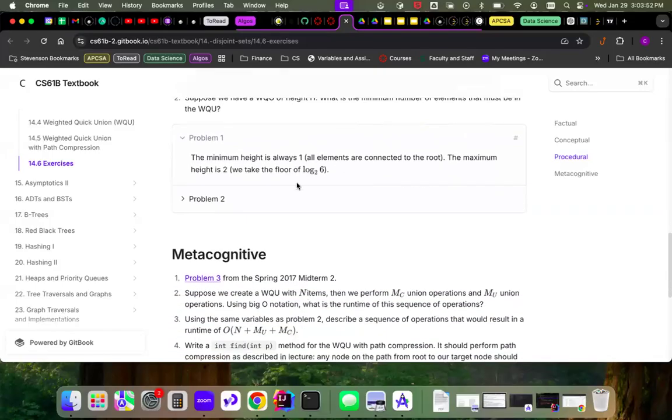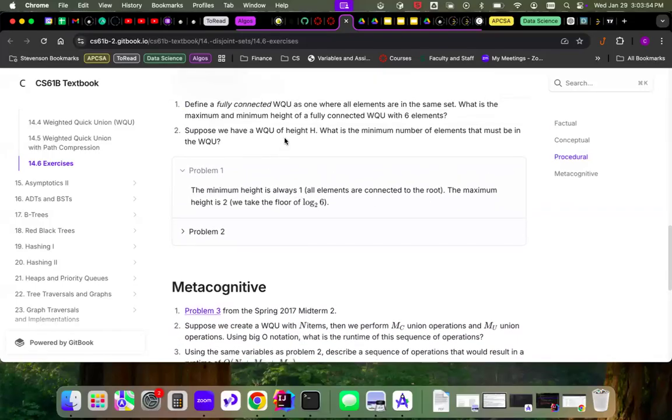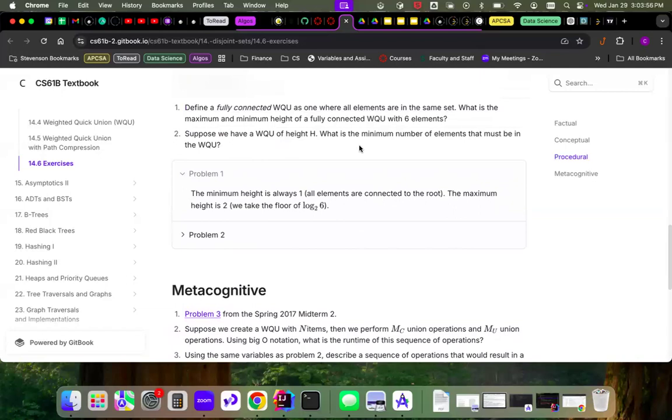All right, how about this one? Suppose we have a weighted quick union of height h. What is the minimum number of elements that must be in the weighted quick union?